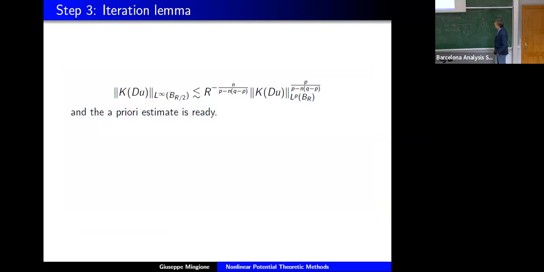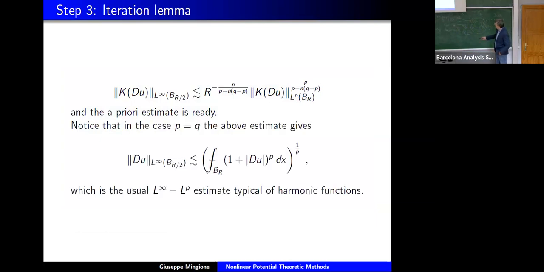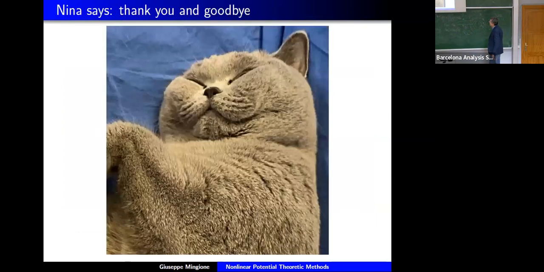And this is the a priori estimate you get, which reduces to the usual one when p is equal to q. So you don't lose anything. This is the magic point. So if you really look at the point where nobody looks, you find the treasure over there. And I think it's okay.